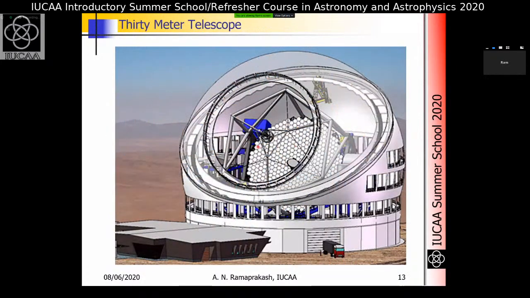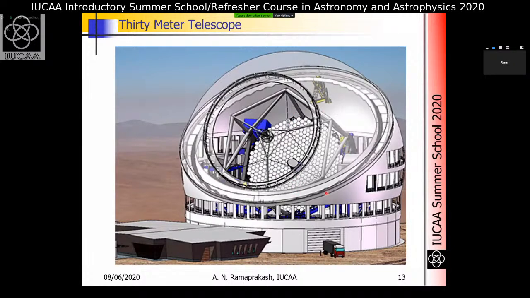This is an image of the 30-meter telescope. The diameter of the primary mirror is 30 meters. So it is made of hexagonal segments. You can see here each hexagon. There are about 500 hexagons arranged together to form a 30-meter diameter surface.